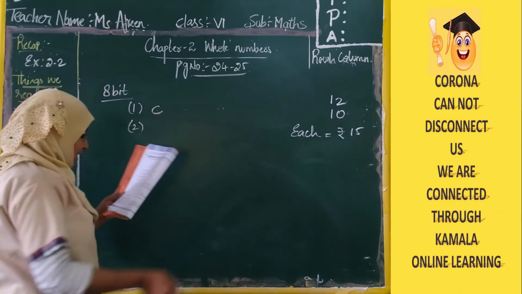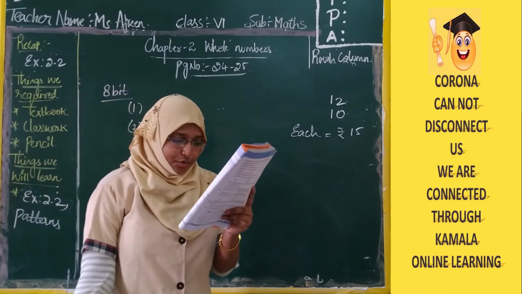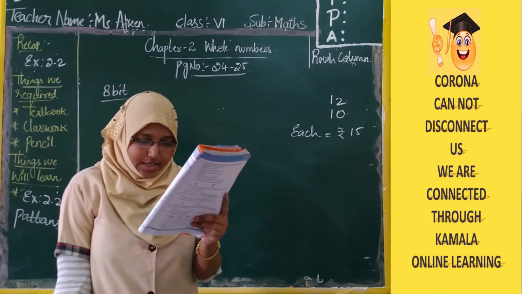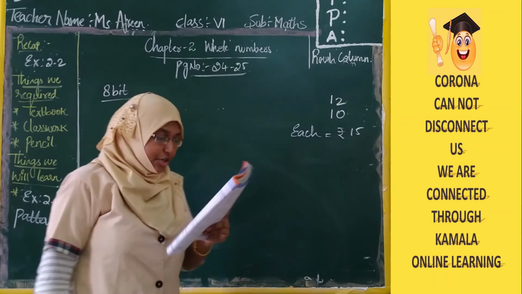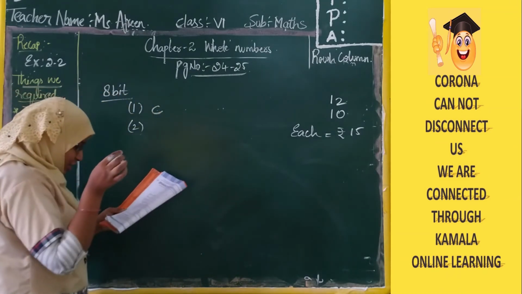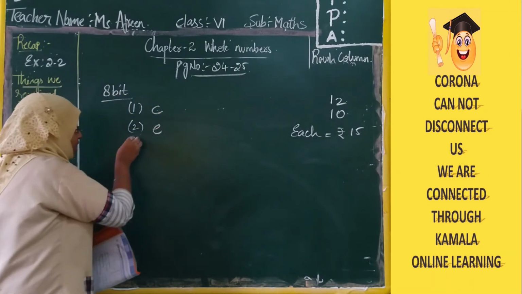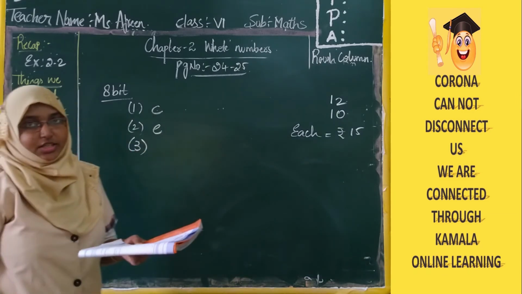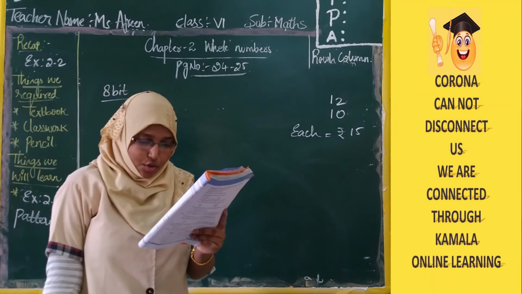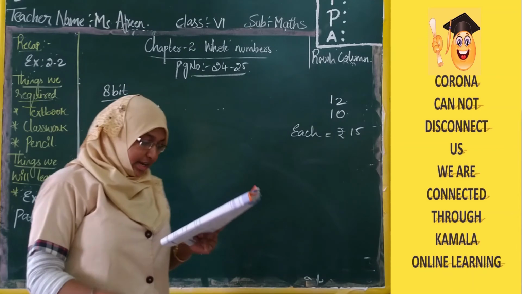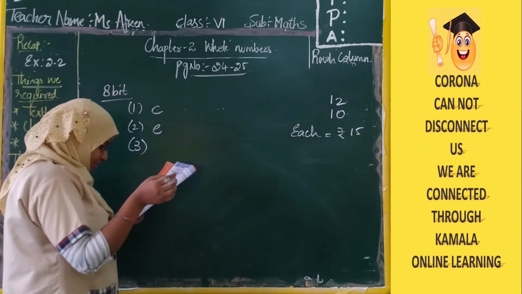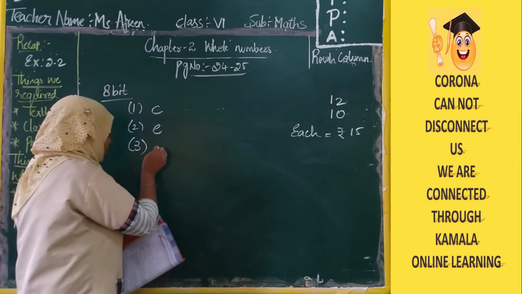Next, second one. 68 into 50 is equals to 50 into 68. Again this is commutative but under multiplication. So the answer is E. A into B is equals to B into A. So what is 1? 1 is additive identity. Sorry, 1 is multiplicative identity. So the option is B.